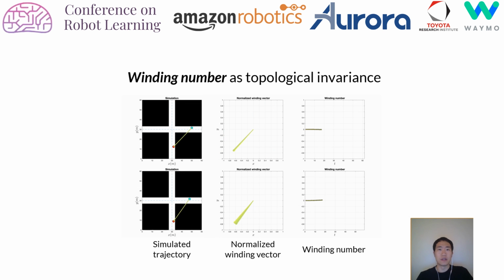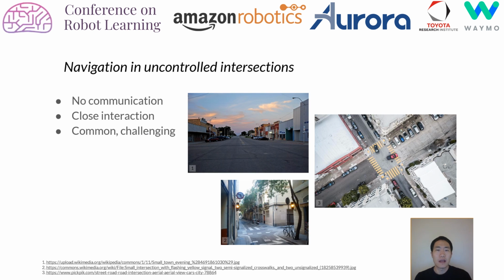Now let's consider another case where the blue agent passes first. Then the direction of rotation becomes counterclockwise, and the winding number becomes positive. The sign of winding number shows the direction of relative rotation, while the magnitude reflects the geometry of configuration. And we are applying our framework in uncontrolled intersections. They're common but challenging, since they involve close interaction without explicit communication.